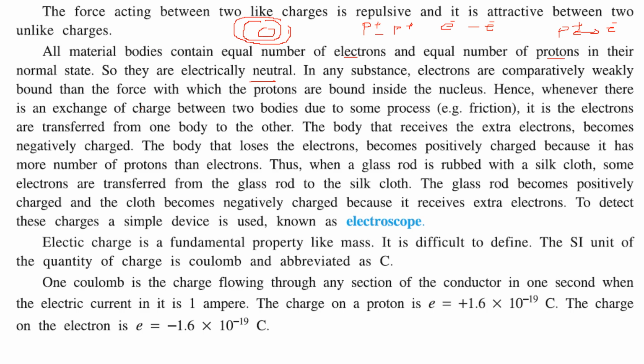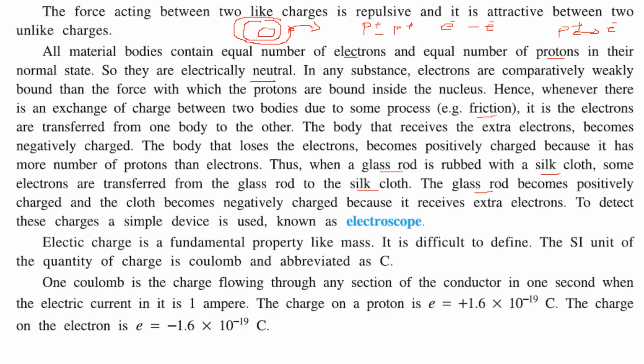Whenever there is an exchange of charge between two bodies, say because of friction, these are loose electrons and they will transfer from one body to another. Say if you take a glass rod and rub it with a silk cloth, some of the electrons from the rod will get transferred to the silk cloth, and the glass rod will become what? Because the electron has transferred from the glass rod to the cloth, the glass rod will become positively charged. In the same way, the cloth will gain some electrons and it will be negatively charged.